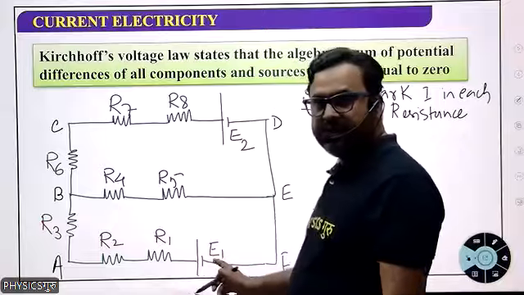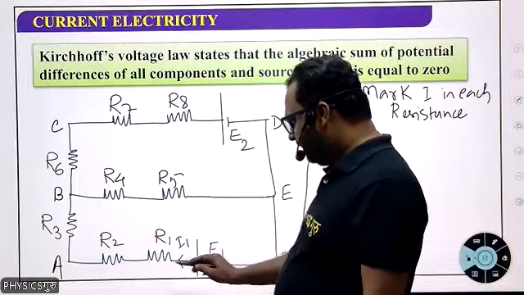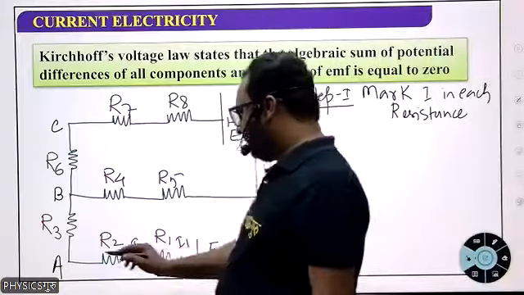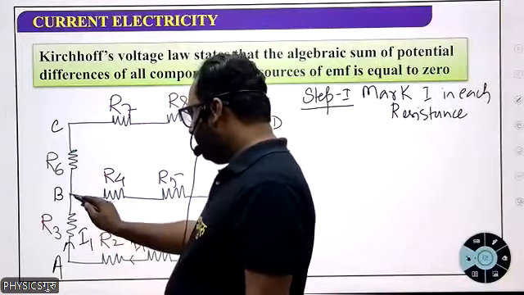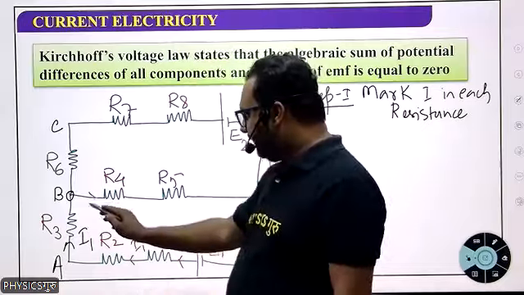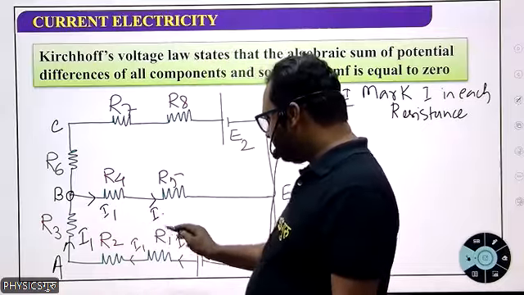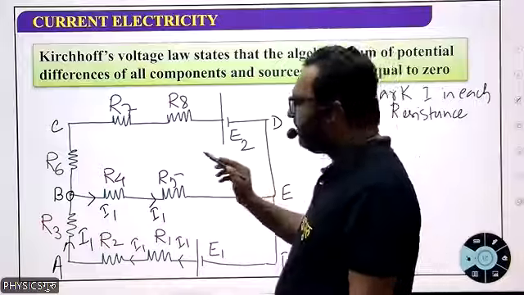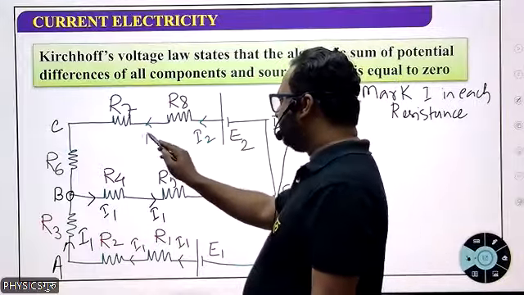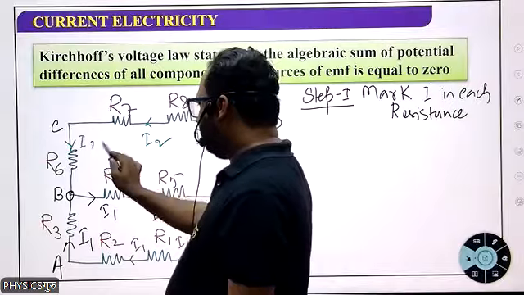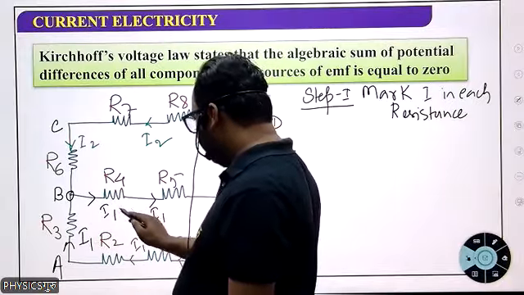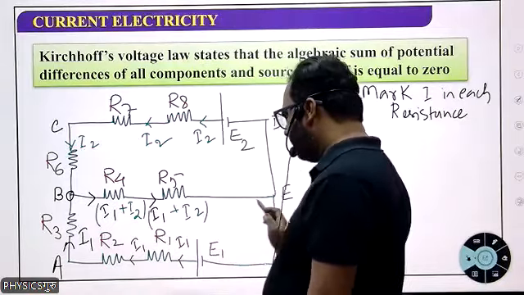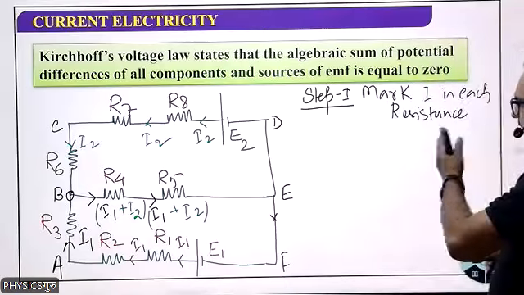Suppose this is battery E1. The current that is passing from E1 is say I1. So I1 is the amount of current passing through the resistance R1. We have current I1 across R3. After reaching this point, current I1 will take a shortcut, and the circuit is complete. Similarly, the current passing from battery E2 is I2. I2 is passing through R7 and R6. And in R4 and R5, we have a combination of I1 and I2. So step number one, mark the current in each resistance.